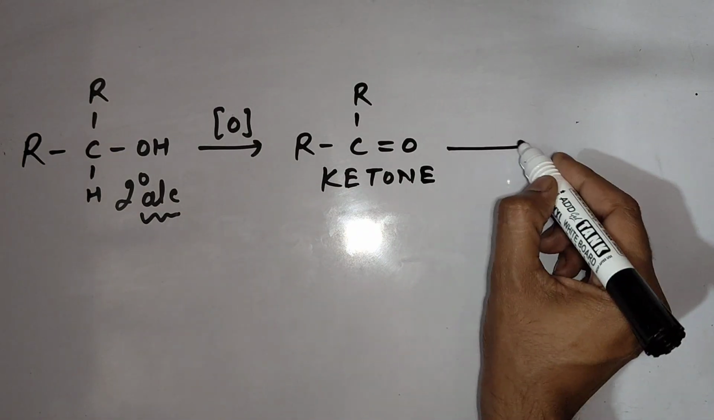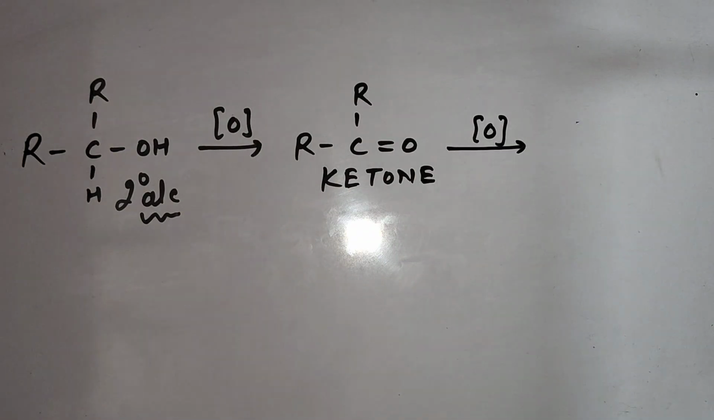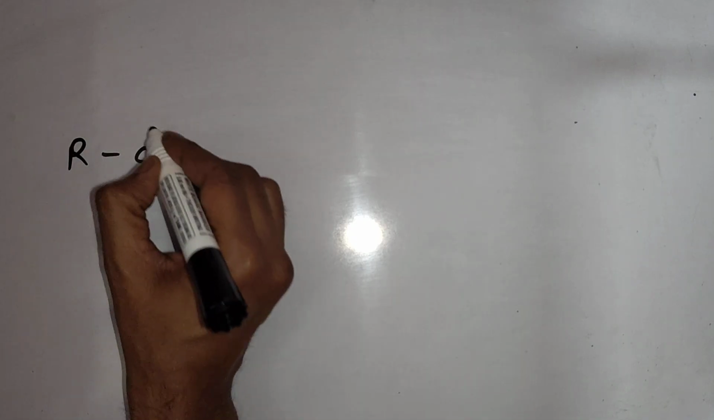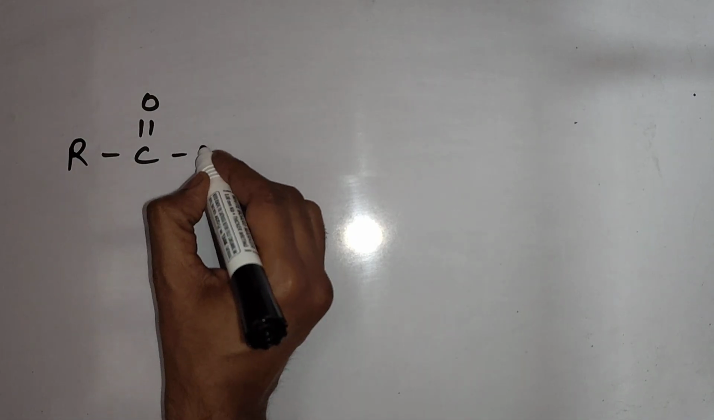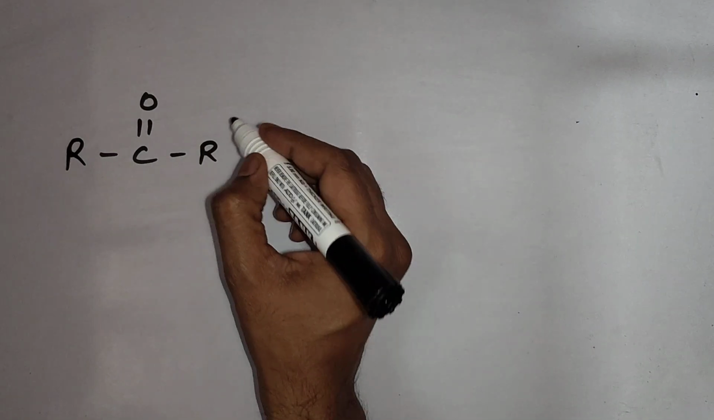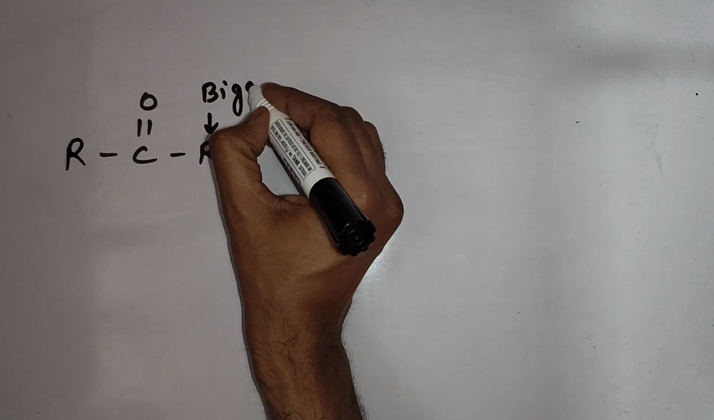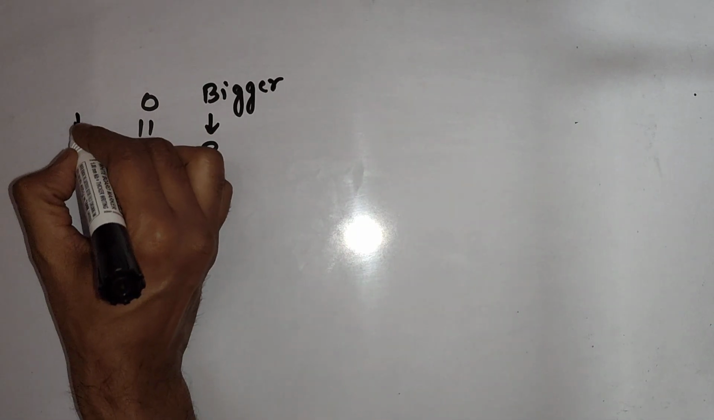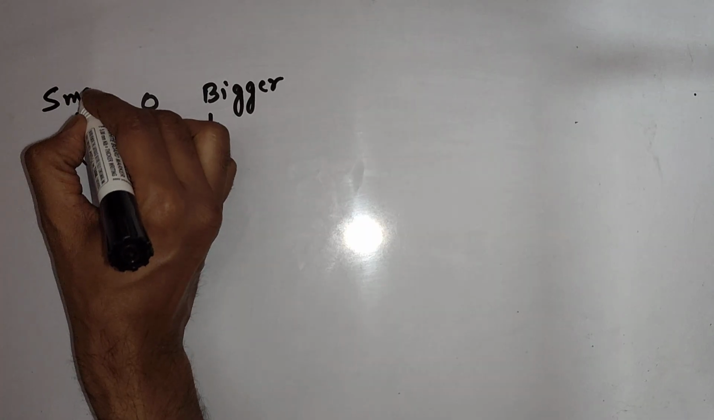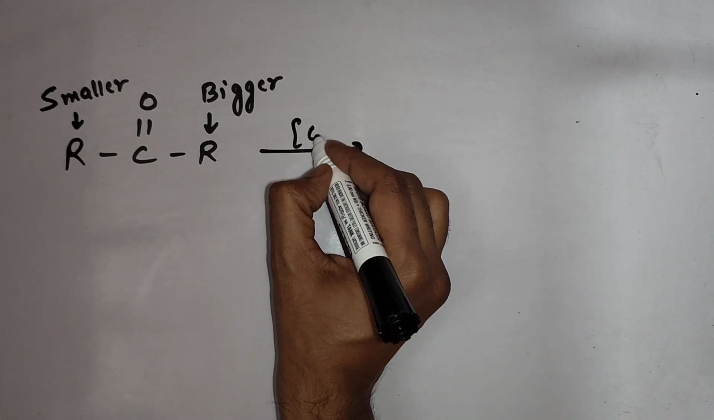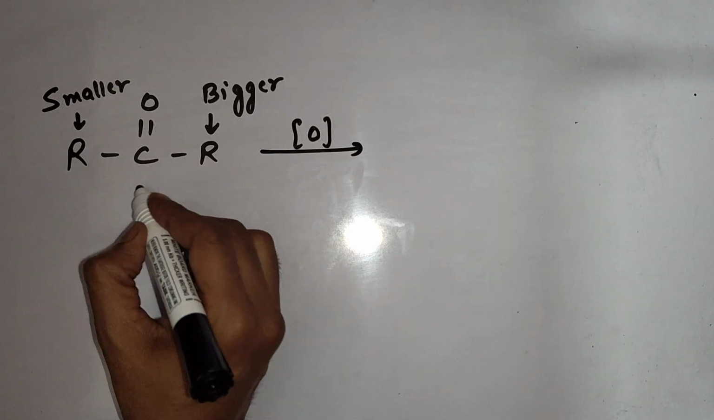Now how will ketone oxidation happen? Let's check. I need to write it separately to understand the concept. This is the general formula of ketone. Suppose this is the bigger alkyl group and this is the smaller alkyl group. And we are going to do oxidation of ketone. This is ketone.